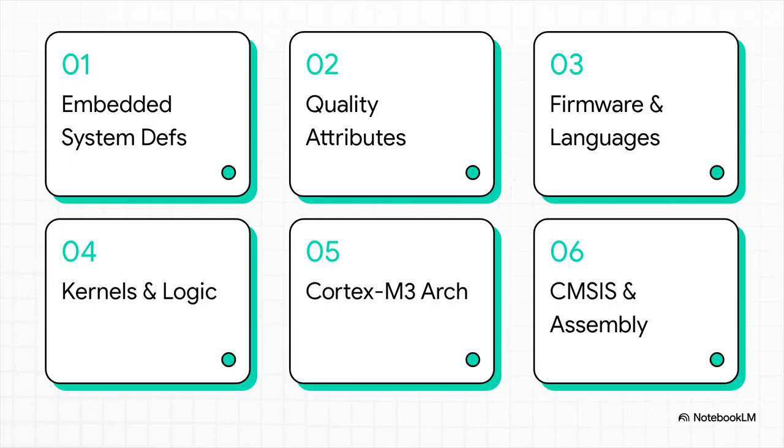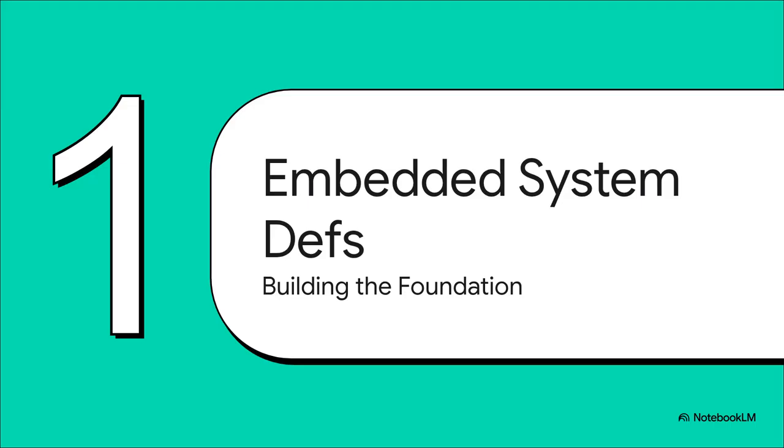So here is our syllabus and study roadmap for today. We'll be hitting 6 key areas. 1. Defining the embedded system. 2. System quality attributes. 3. Firmware development and languages. 4. Kernels and process logic. 5. The ARM Cortex-M3 architecture. And finally, 6. CMSIS and assembly basics. Okay, let's dive right into this.